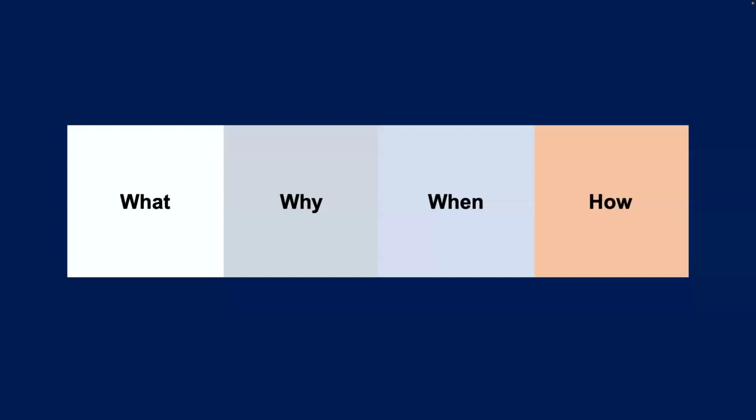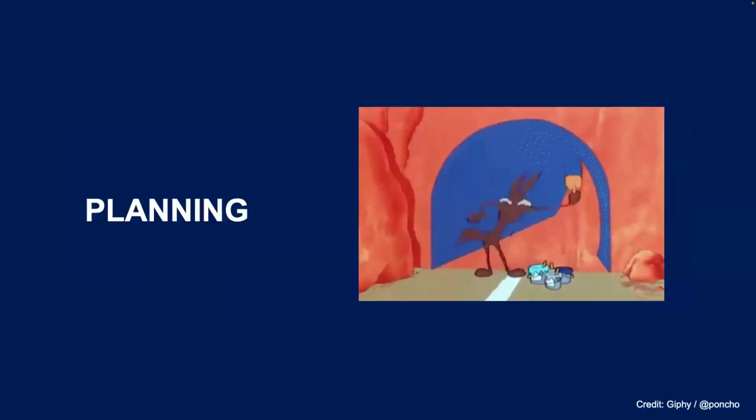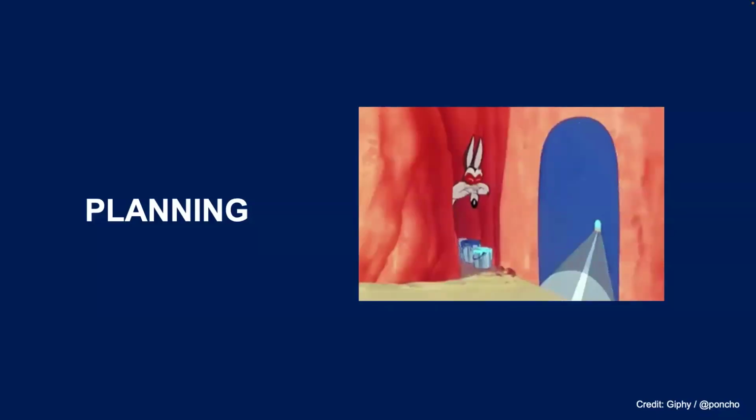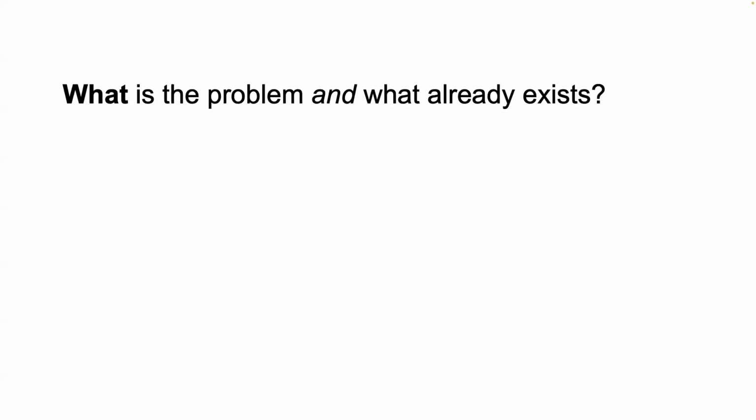So how? Well, again, I'm going to use automated machine learning in the context of risk prediction. But the first thing, perhaps seemingly boring, is the planning bit, because you want to be like Roadrunner, going straight through rather than bashing your head against the wall. So what is the problem and what already exists in that space?